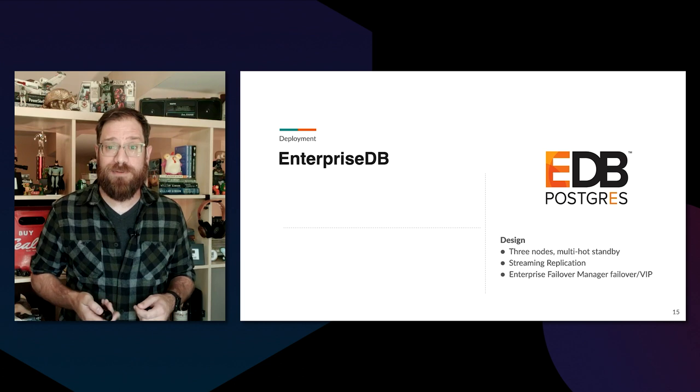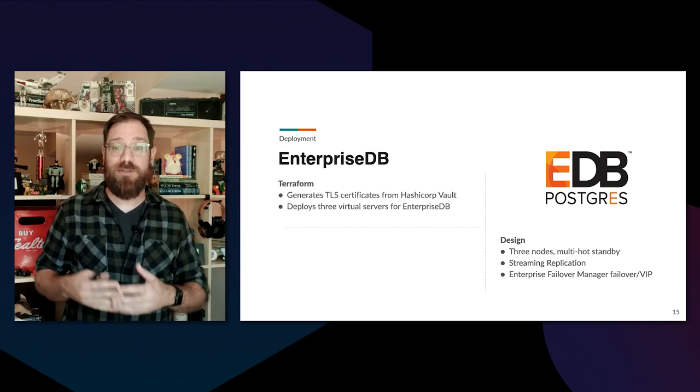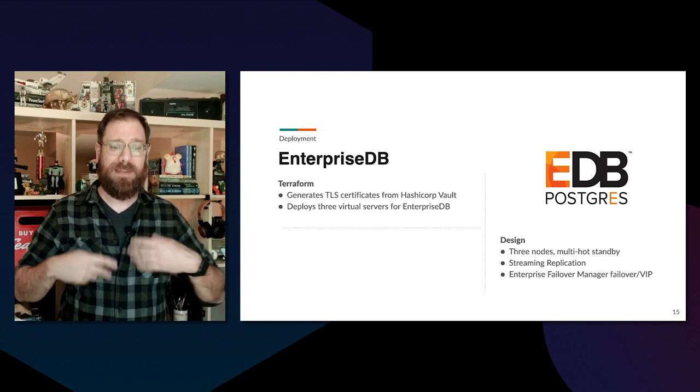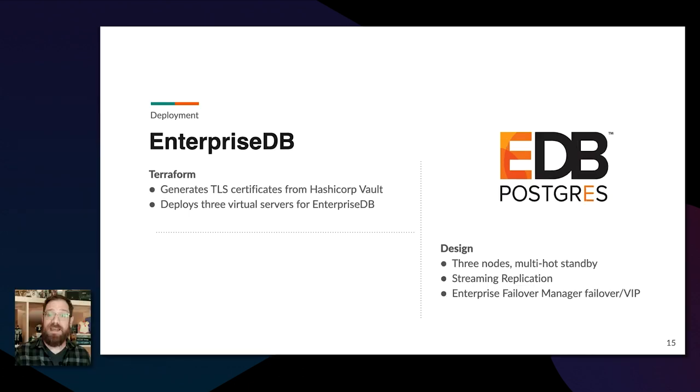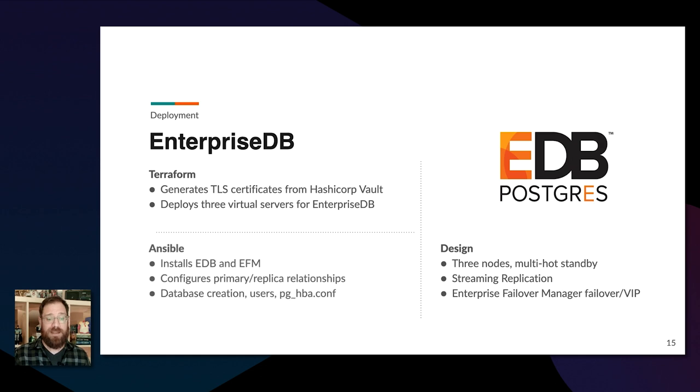So let's see what Terraform and Ansible do. Terraform's up first. It will reach into our internal HashiCorp Vault instance and generate TLS certs for all three nodes. At this point, it then deploys three virtual servers for EDB. Terraform hands off to Ansible, and Ansible will manage the installation and configuration of EDB and installation and configuration of EFM before then configuring the primary and replica relationship, kickstarting the cluster. And then there is a second role that I wrote, which manages our ongoing database creation, user management, and access controls with pg_hba.conf. So you start with nothing, do a Terraform apply, Terraform runs, Ansible runs, and at the end, you've got a resilient EDB cluster.